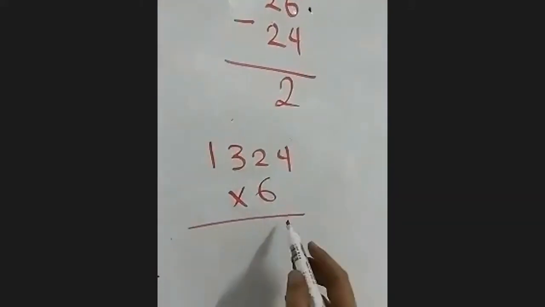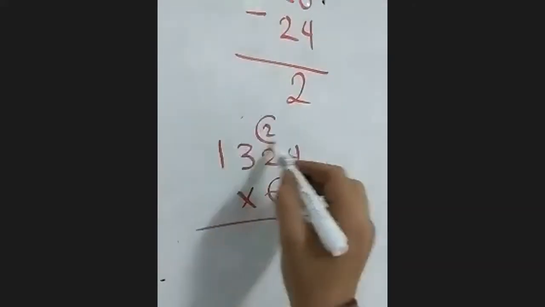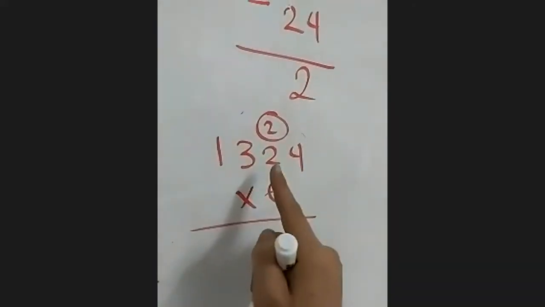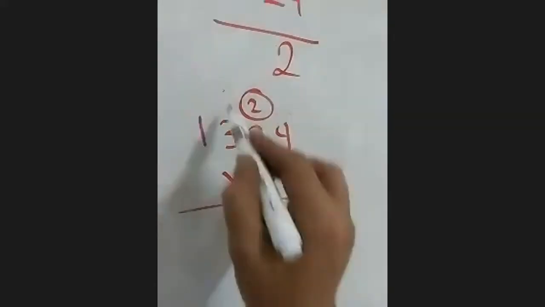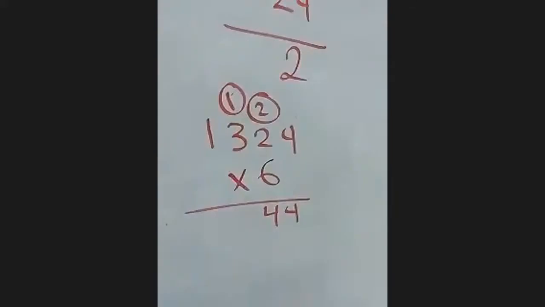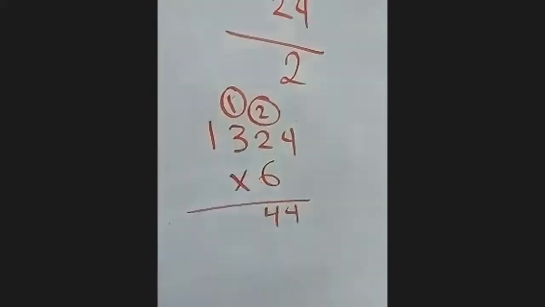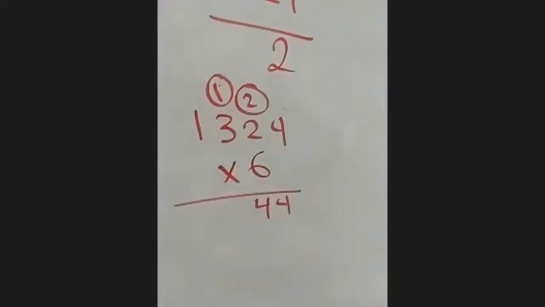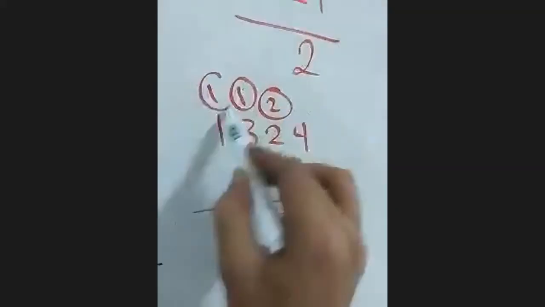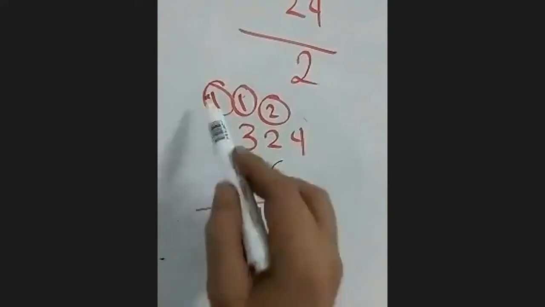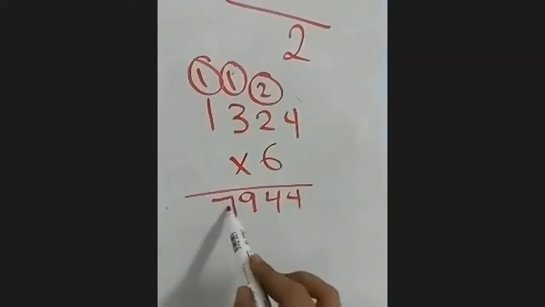6 multiply 4 is 24. 4 down, 2 up. 6 multiply 2 is 12, plus 2, 14. 4 down, 1 up. 6 multiply 3 is 18, plus 1, 19. 9 down, 1 up. 6 multiply 1, 6, plus 1, 7.